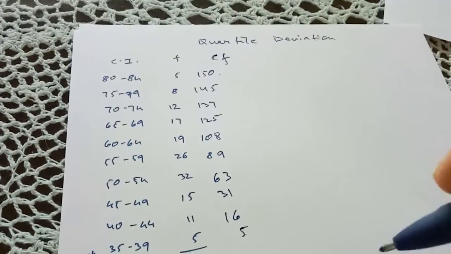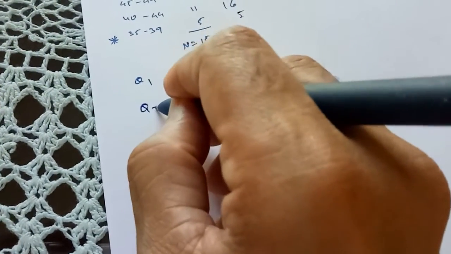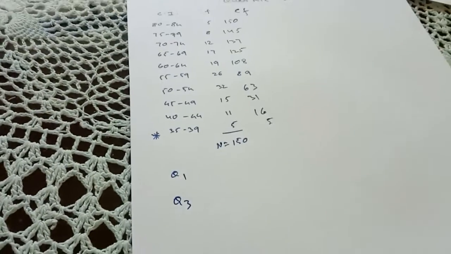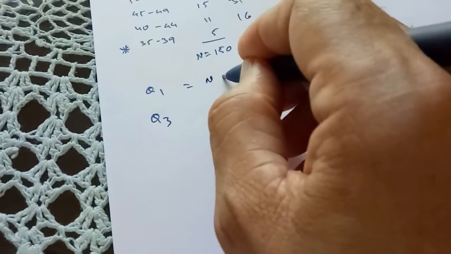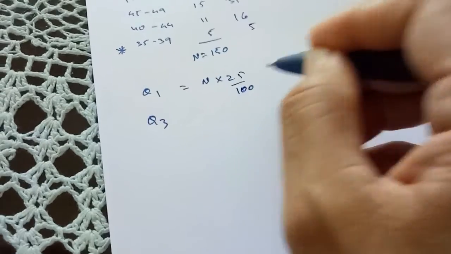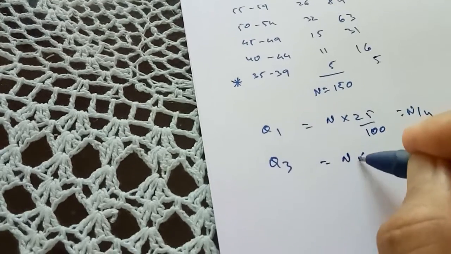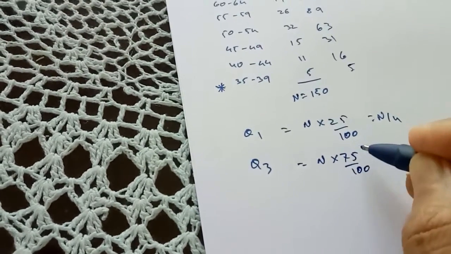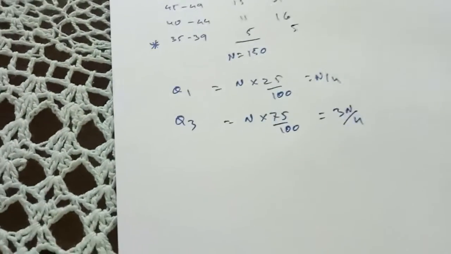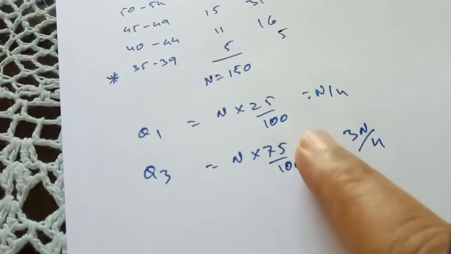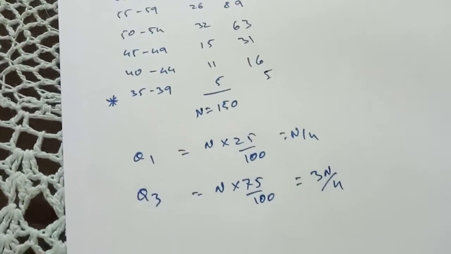Now with the cumulative frequencies in place, we proceed to calculate Q1 and Q3, the first quartile and the third quartile. Now what is Q1? 25% of n. So n into 25%. This is the same as n by 4. Q3 is n into 75%, so this is always written as 3n by 4. Median would be n into 50 by 100, that would be 1 by 2, so n by 2. So median is always n by 2.